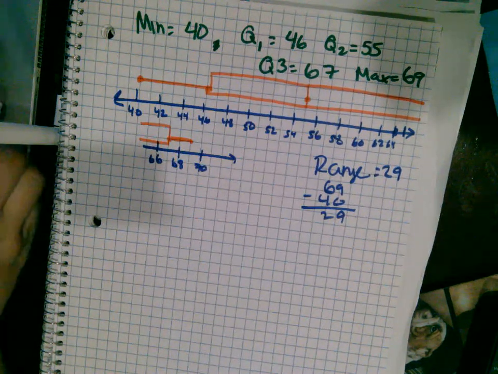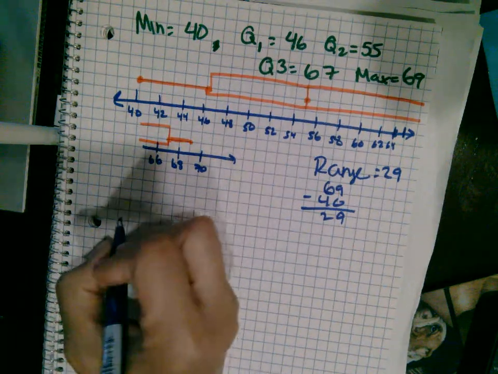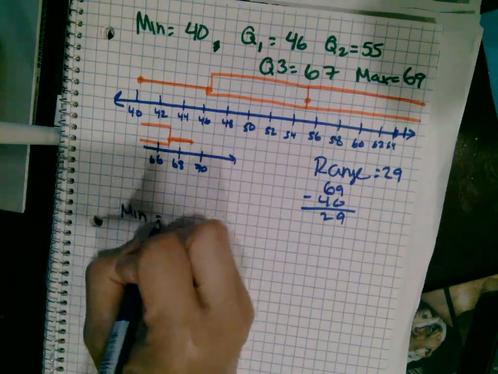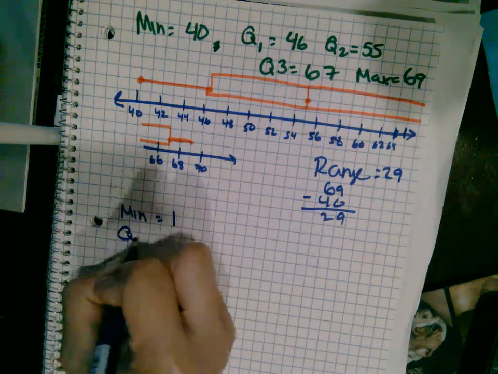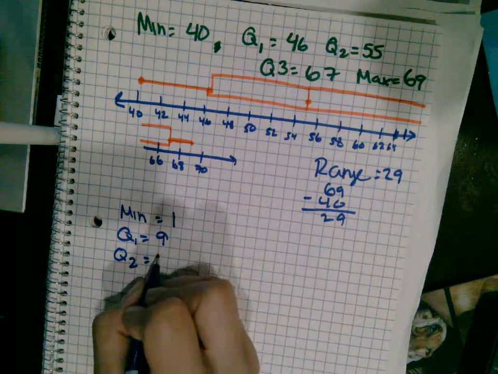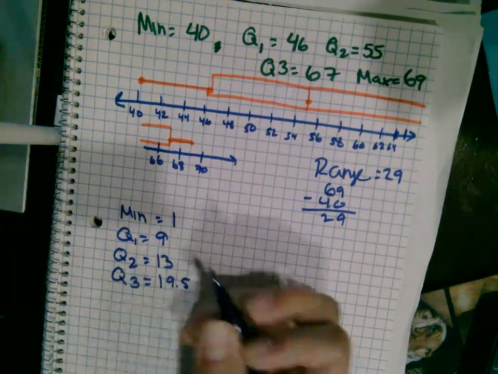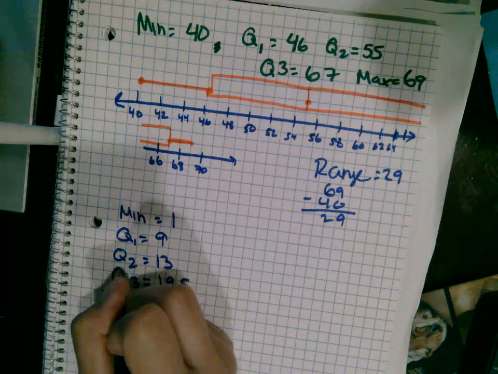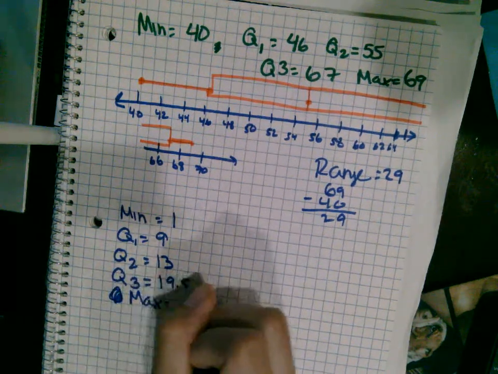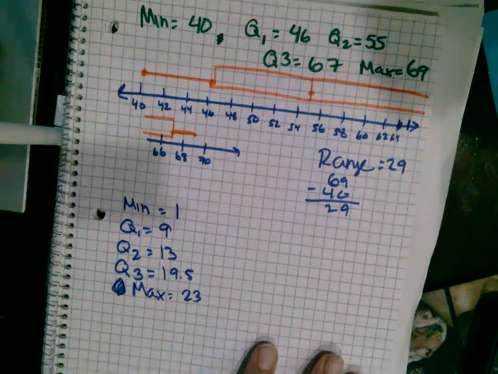I think we had one more problem yesterday to graph. Yes, we did. Okay, numbers are way smaller on this one. So we're going to do minimum is 1, quartile 1 is 9, quartile 2 is 13, quartile 3 is 19.5, and then maximum is 23. So that's our data from yesterday.